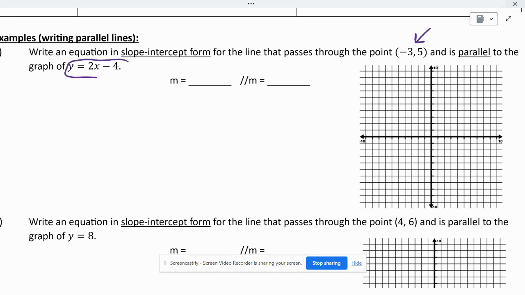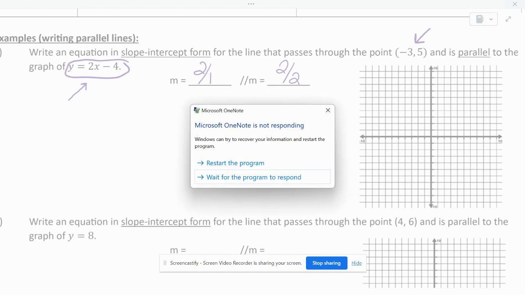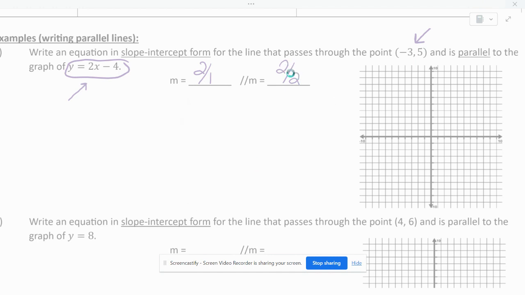parallel to this equation. So the first thing that you have to know is, what is the slope of the given equation? It's 2, so it has a slope of 2/1. What do we know about parallel lines? They have the same what? They have the same slope. So that means that the parallel line is also going to have a slope of 2/1. Whoops, I wrote 2/2. Sorry, guys. 2/1. We're just going to scribble it out.